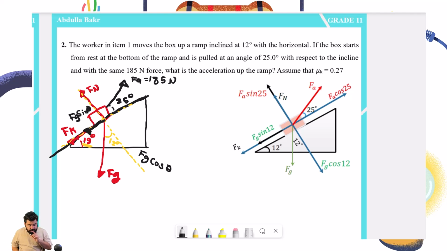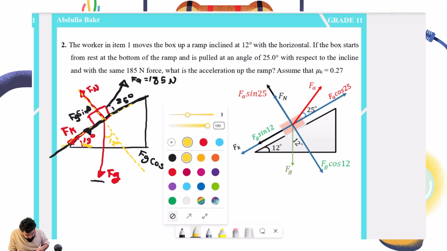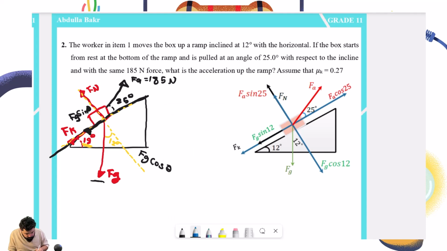Why? Because this Fg is making an angle, it should not be calculated like that. This Fa too is going to be analyzed into two components, Fa cosine theta and Fa sine theta.